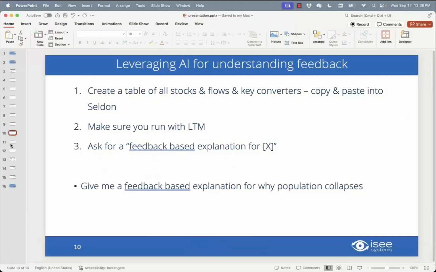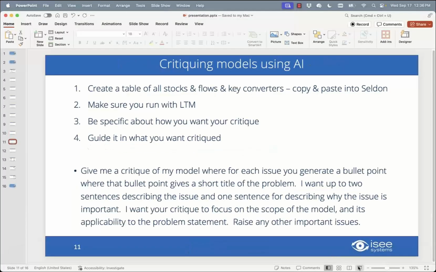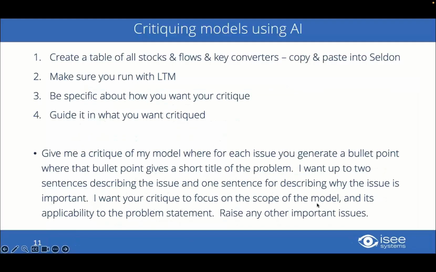From here, I'd like to move to the next step, where we can talk about how we can use AI to critique models. Just like what we did with Selden, where we create a table of all the stocks and flows and key converters and copy and paste them into Selden, we're going to do the same for the critique. We're going to make sure that we've run with LTM, and we're going to be very specific about how we want our critique, and we're going to guide it in what we want critiqued.